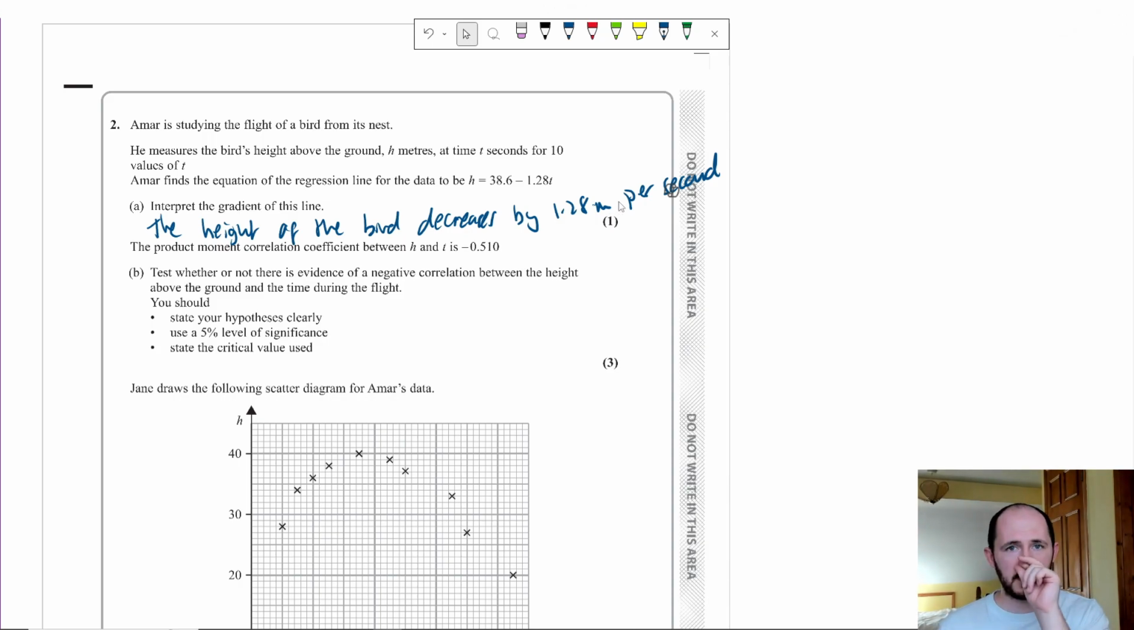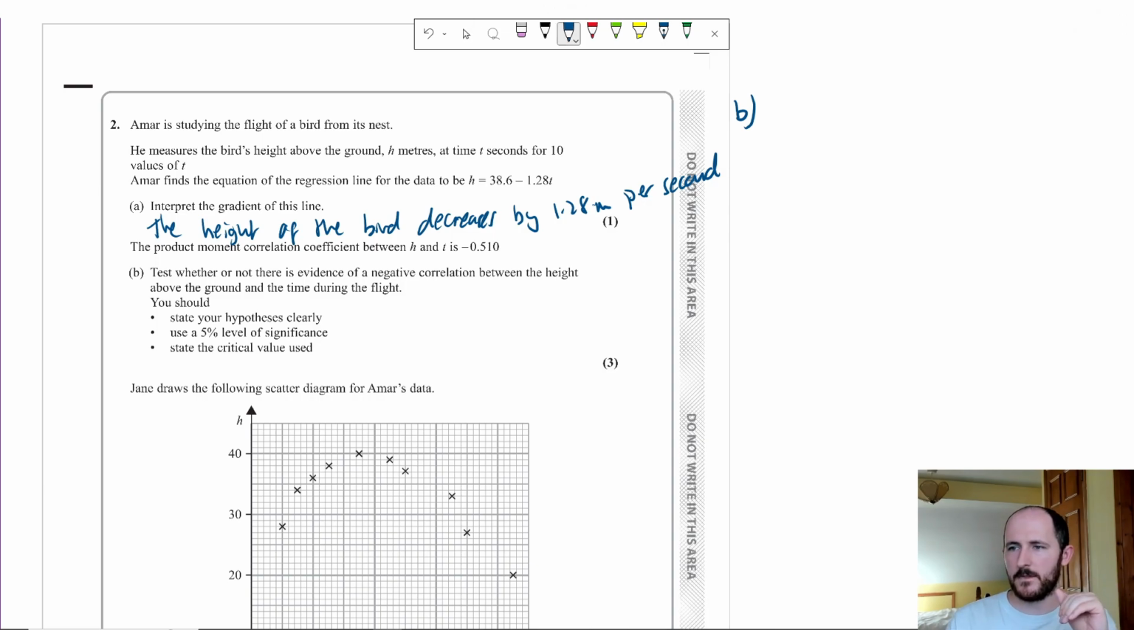So the height of the bird decreased by 1.28 meters per second. You have to be very, very specific, because otherwise they can just say, well, you've just memorized some kind of outline or some kind of sentence starter. The PMCC between h and t is negative 0.510. Test whether or not there's evidence of a negative correlation. So this is a one-tailed test, not two-tailed. Between the height above the ground and the time during the flight, you should state your hypotheses clearly, use a 5% level of significance, and also state the critical value used.